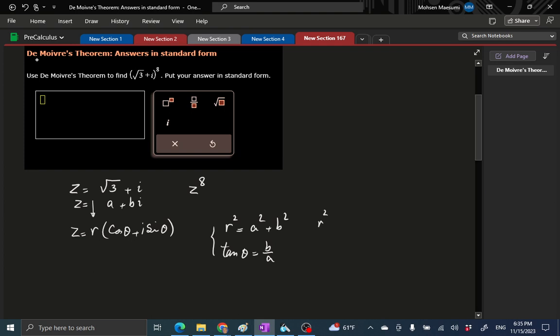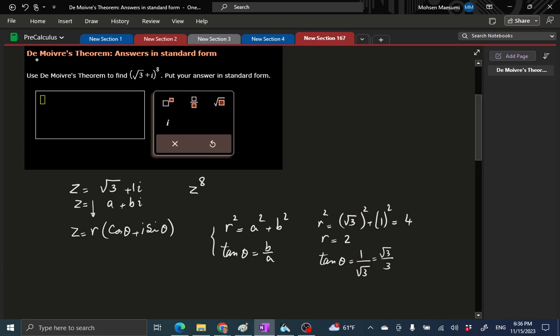So in our problem, a is radical 3, b is 1. I take each of them, square them, add them up. 3 plus 1 becomes 4, and r becomes 2. Tangent of theta is b over a. b is 1, a is radical 3. Another way to express this is radical 3 over 3.